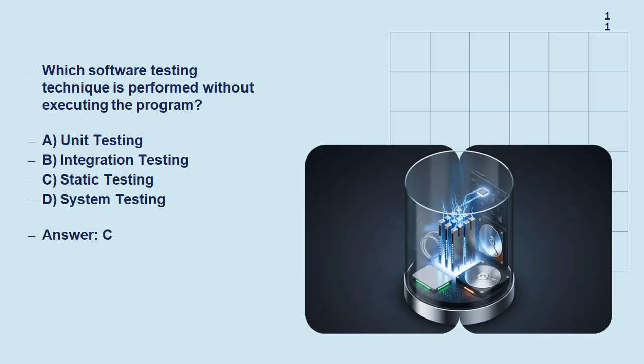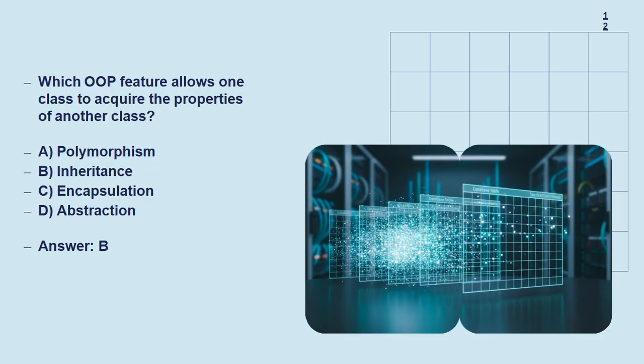Next question is: which software testing technique is performed without executing the program? So the correct answer here is option number C, which is static testing. Next question is: which OOPS feature allows one class to acquire the properties of another class? This property is provided by option number B, which is inheritance.